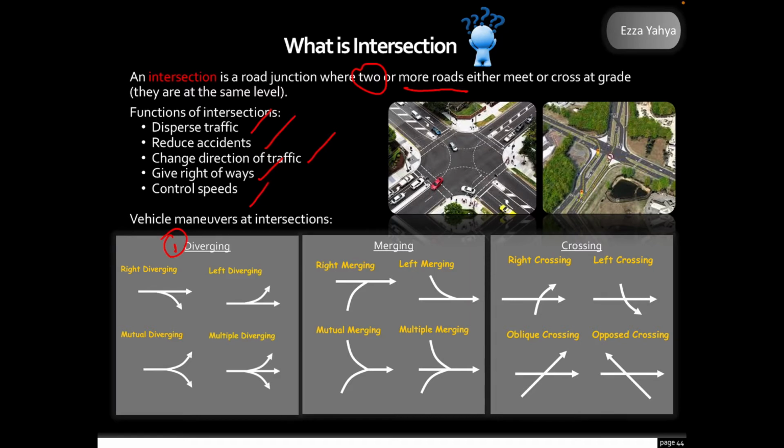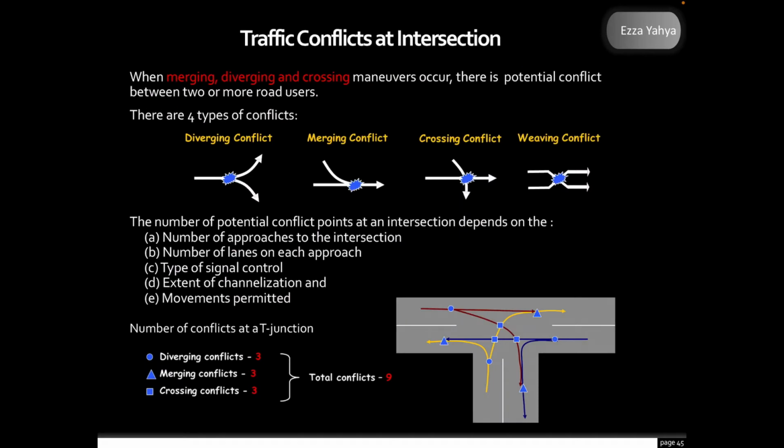Vehicle maneuver at intersection will be divided into three. First is diversion. Second is merging. Third is crossing. So in the diversion, we have four types: right, left, mutual, multiple. Also for the merging and the crossing. For the merging, also have the right, left, mutual and multiple, but the crossing have the right, left, oblique and oppose. This picture shows the direction of diverging, merging and crossing.